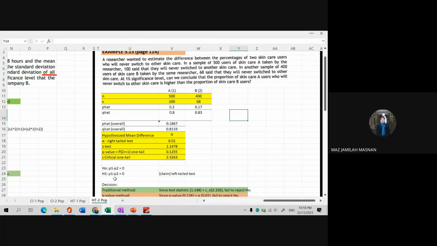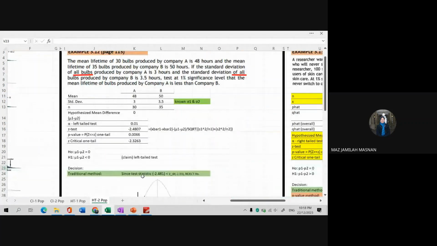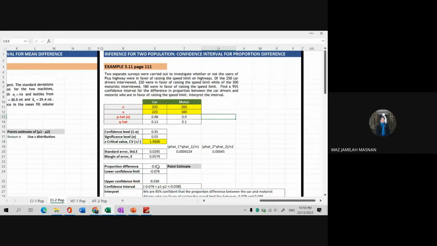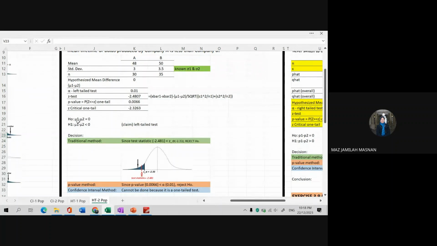Now, class, I want you to really look at the symbol, or the notation, used in the null and alternative statements. For example, this one is p1 minus p2 for proportion. For mean it is mu1 minus mu2. The same goes for the CI. The point estimate is based on the given information. Now, what is the thing that you have to make sure you understand? Why don't we put it this way?